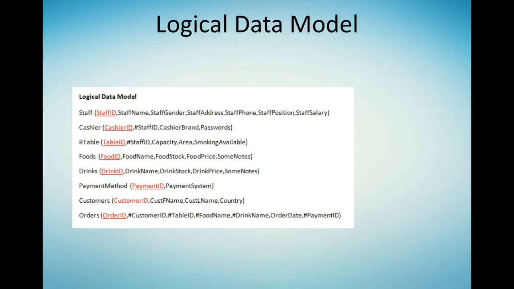Okay, so first I'll start with the data modeling. First is the logical data model. So there are staff, cashier, table, foods, drinks, payment method, customers, and orders.